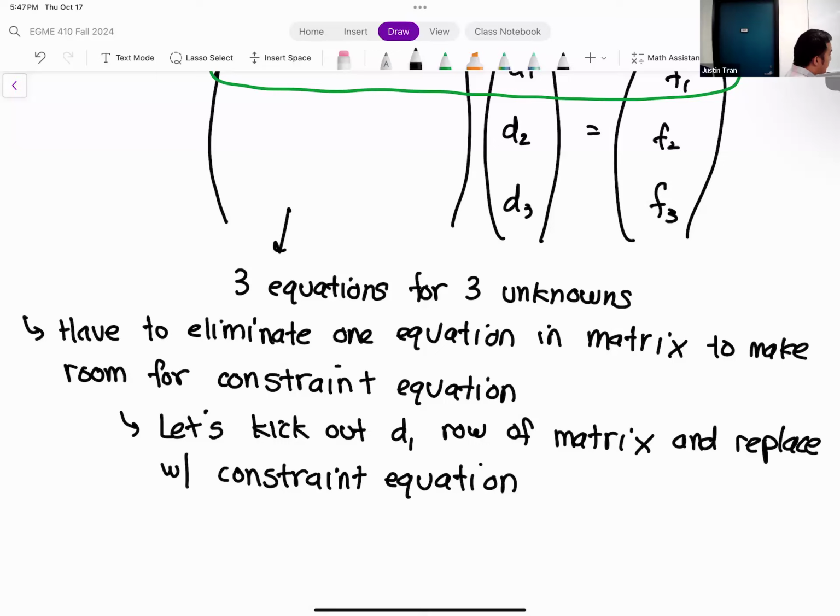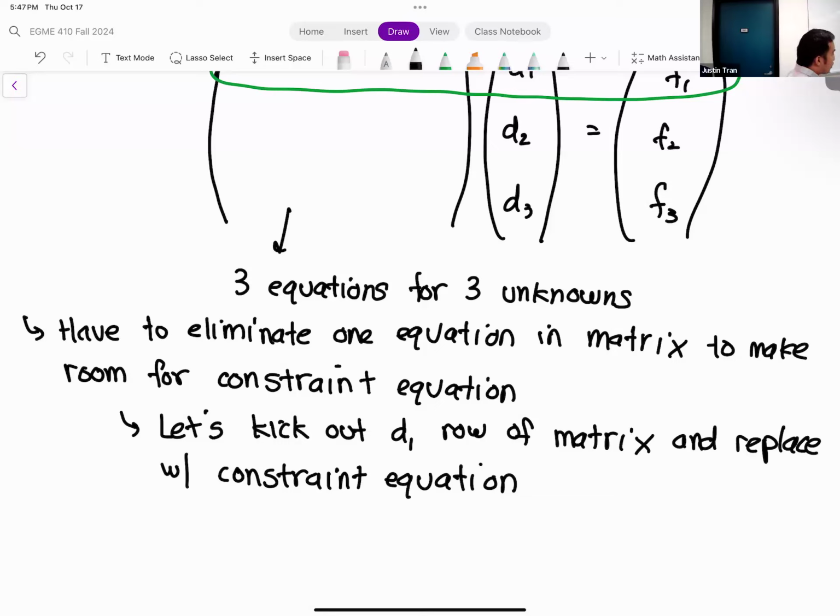Okay, so that's kind of the idea. With constraint equations, they basically add additional equations for you to solve for in the system. And in order to make room for them, you have to kick out one of your previous equations. Okay? All right, so that's what we're going to do. Any questions on this so far?